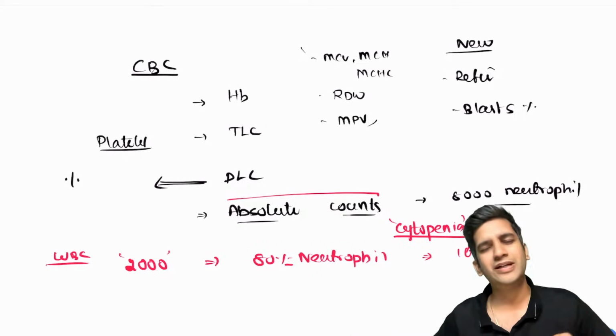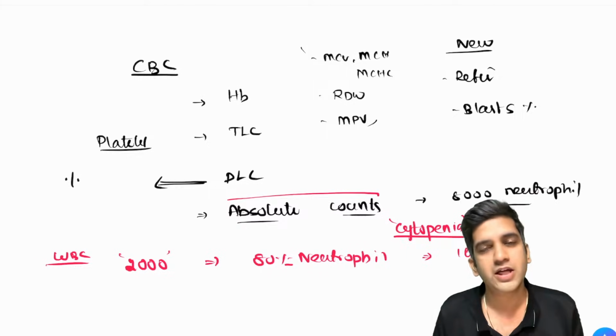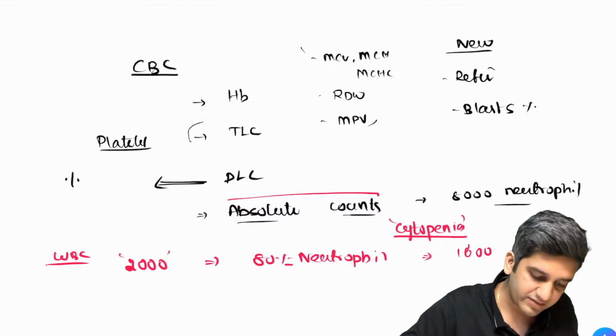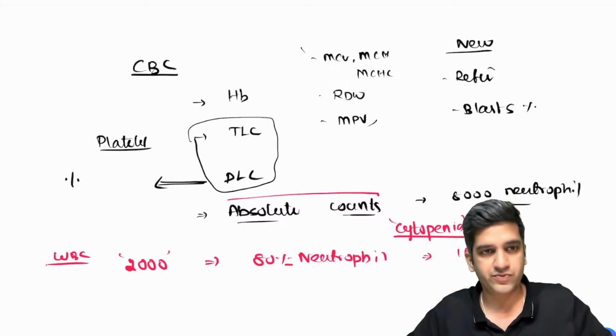When you go to hematology, we'll discuss more in detail about MCV, MCH, and also about MPV, and also about platelet count. My goal here is to look at this part and the DLC in the next few cases, right?